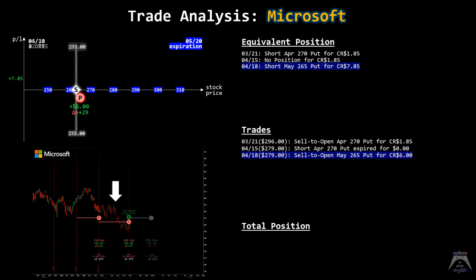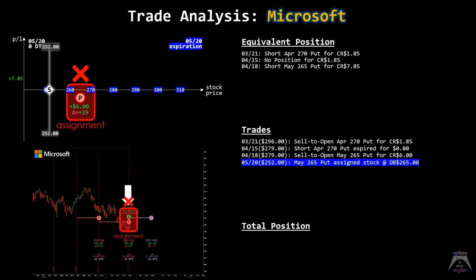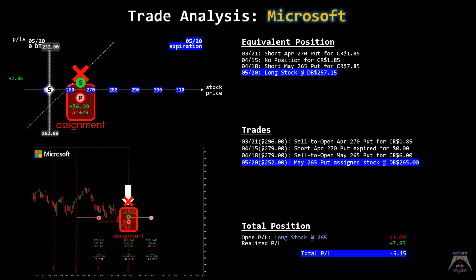At expiration, our put is in the money, so we go through the assignment process to buy 100 shares of stock at our short put strike price of $265. This means that our equivalent position is now long stock at $257.15, once we consider all the credits we have accumulated so far. Our total position at this time shows an open loss for the long stock, of $13, and a realized profit of $785 because of the credits related to both our short puts, the one that expired out of the money, and the one we got assigned on.